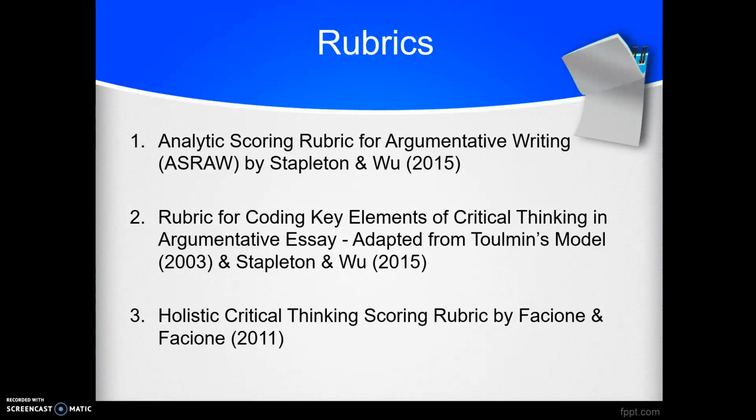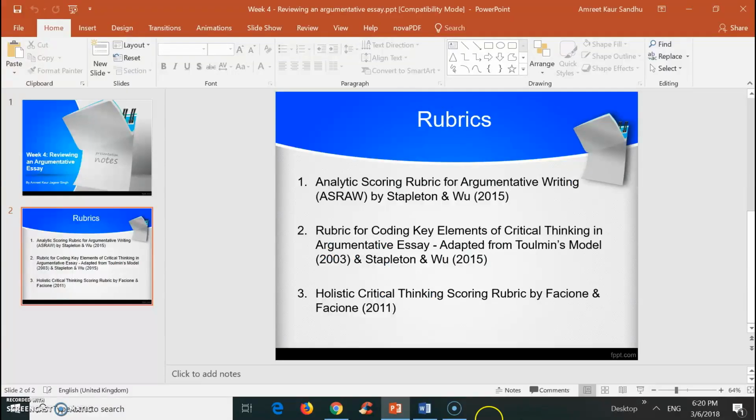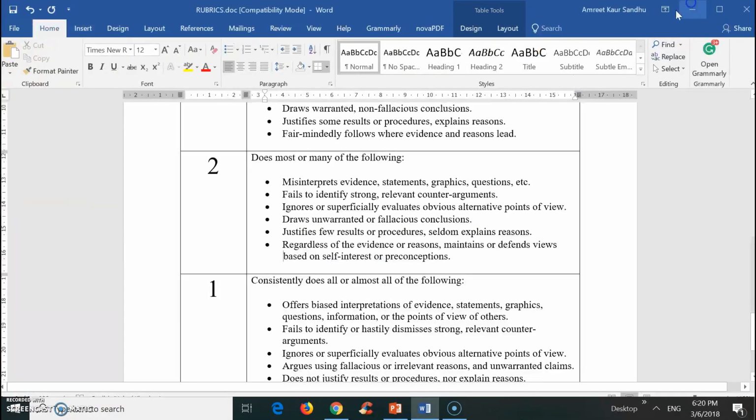The second rubric is for coding key elements of critical thinking in argumentative writing. This rubric has been adapted from Toulmin's model 2003 and Stapleton and Wu 2015. And the third rubric is the holistic critical thinking scoring rubric by Facione and Facione 2011. So let's have a look at how these 3 rubrics look like.